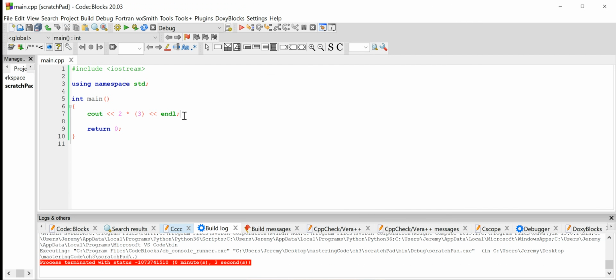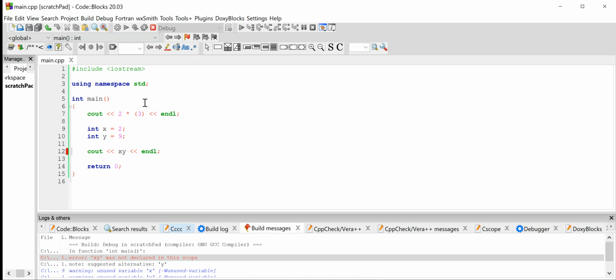Now, similar logic applies if you wanted to multiply algebraically. Say we have this integer x, and we'll say that x equals 2, and say that we have this other integer y, and y will equal 9 here. And say we want to cout out to the screen the result of the product xy, like you would do algebraically. Well, once again, when we build and run this, there is an error with this line, but this time the error message says that xy was not declared in this scope.